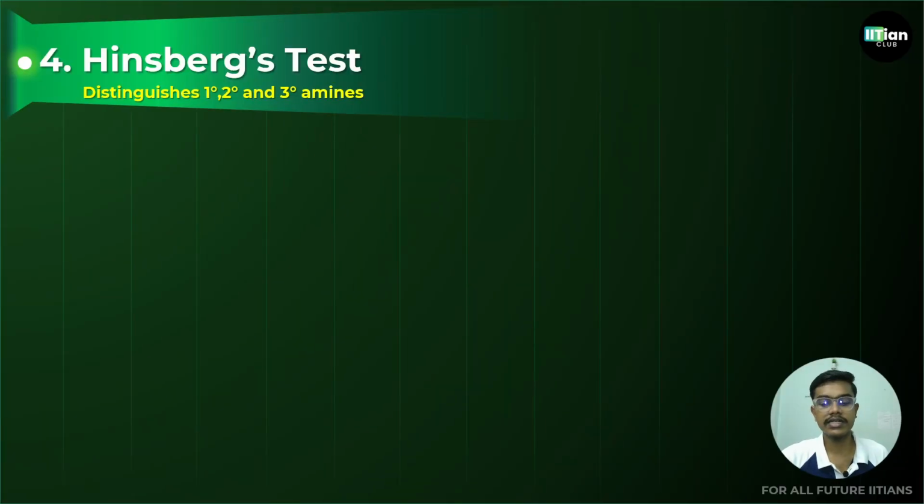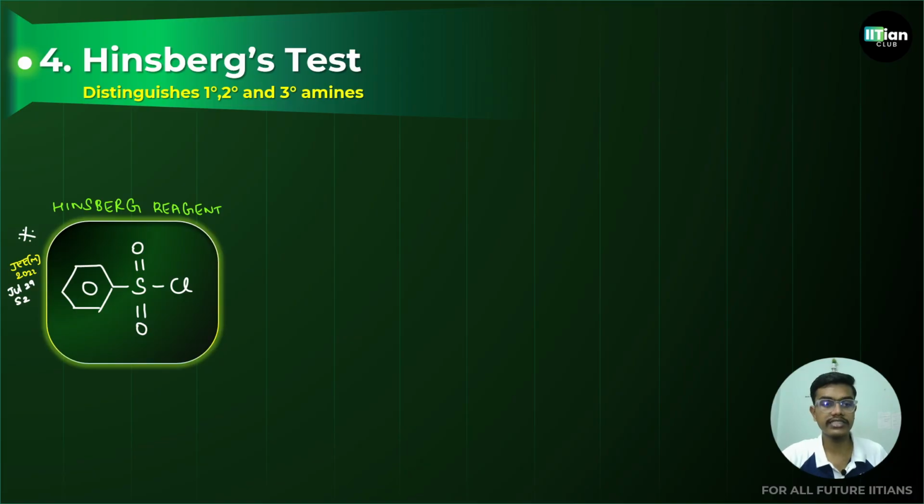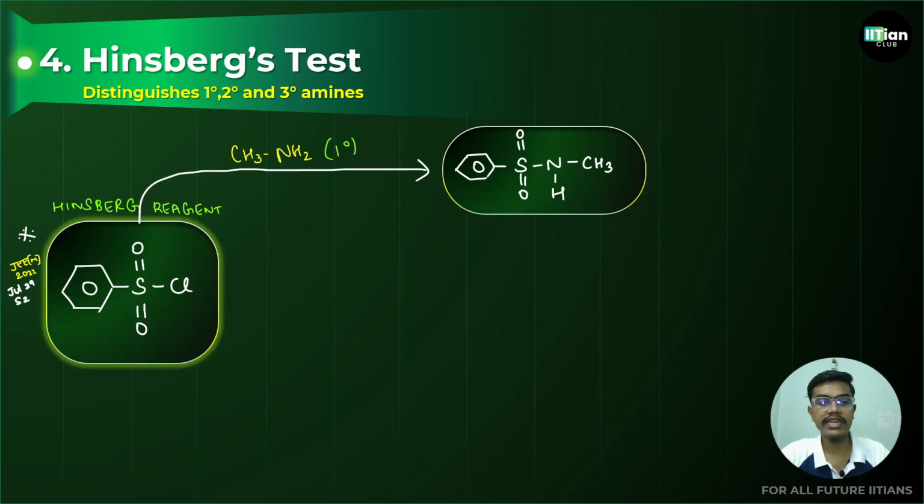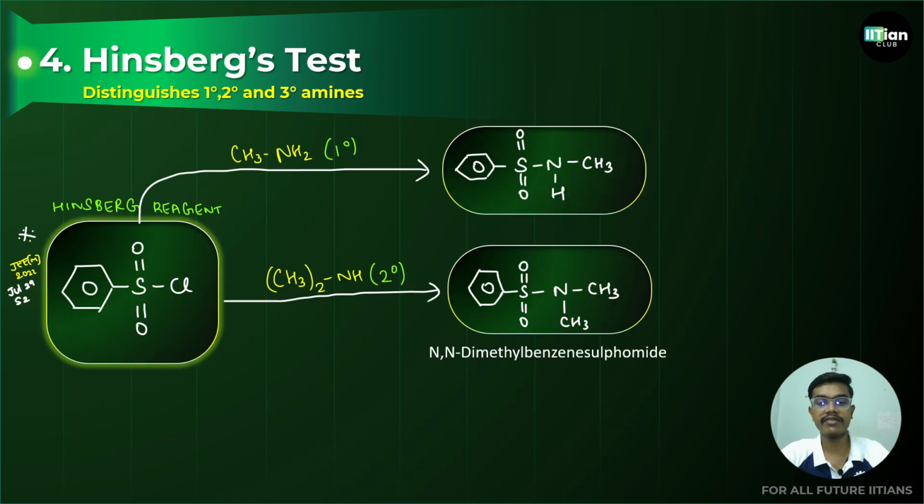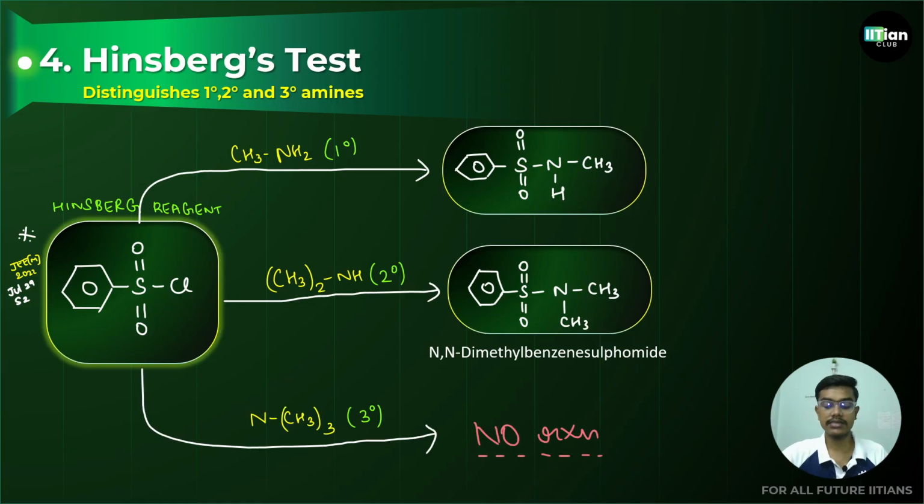Moving on, we have the Hinsberg test, and this is the Hinsberg reagent. When you are reacting with 1 degree amines, they form this product. 2 degree amines form this product, and with 3 degree amines, there is no reaction. This is basically a distinguishing test between 1, 2, or 3 degree amines.